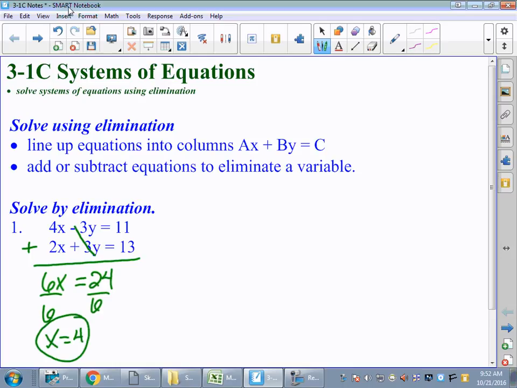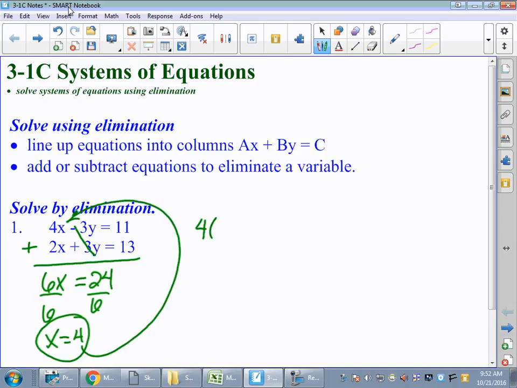We're not done. We still need to solve for y. You remember, we're still trying to figure out where these two lines cross on a graph. So now we just use substitution. After you do the adding and subtracting, you find one variable, and we resort back to substitution. You can plug it into either one of these two equations. I'm just going to go ahead and plug it into the first equation.